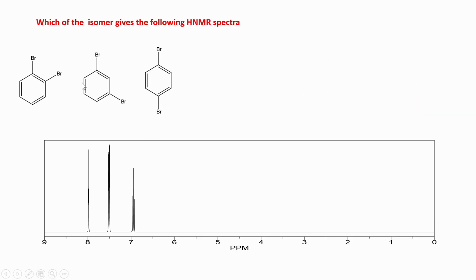Now move on to our next example. Which of the isomers gives the following NMR spectra? See, 1,2-dibromobenzene, 1,3-dibromobenzene, and 1,4-dibromobenzene are the constitutional isomers of dibromobenzene. If you take 1,2-dibromobenzene, you can see a plane passing through the benzene ring, which bisects the benzene ring into 2 equivalent halves. So both of these HA protons are equivalent. Similarly, HB protons are also equivalent, and hence only 2 peaks will be obtained for 1,2-dibromobenzene. Here there are 3 peaks, and hence 1,2-dibromobenzene can be eliminated.